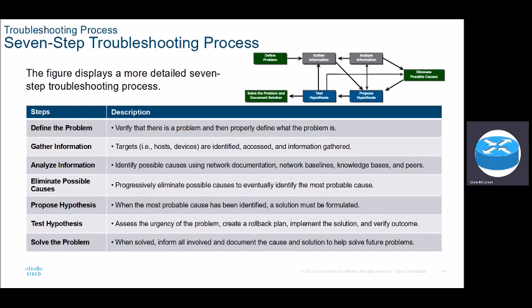Propose a hypothesis. When the most probable cause has been identified, a solution must be formulated. You then test the hypothesis, and from there you should be assessing the urgency, creating a rollback plan, implementing the solution and verifying the outcome. And so, solving the problem: when solved, inform all involved and document the cause and solution to help solve future problems.